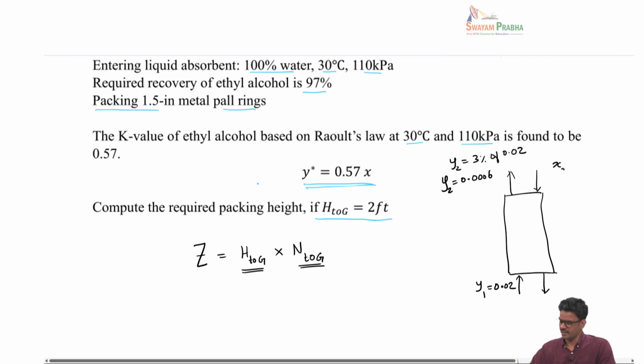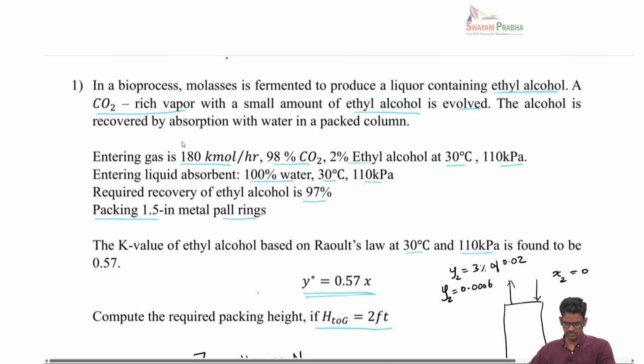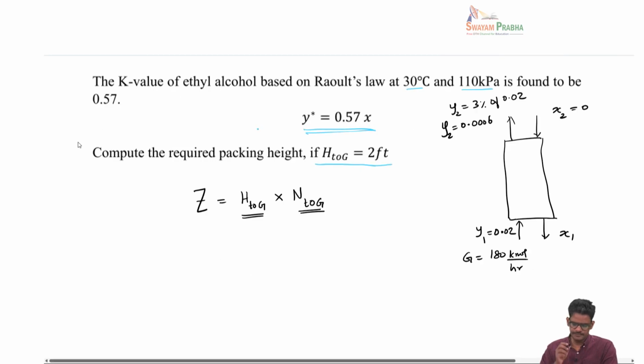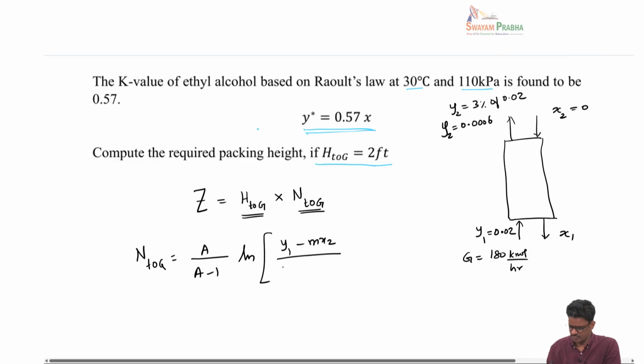For the liquid, inlet liquid, it's pure water. X2 is 0, X1 is here, and G is given as 180 kilomole per hour. So we are going to make an assumption that this is a dilute mixture, for which I know the formula for NTOG. Okay, NTOG is A by (A minus 1) times ln of [(Y1 minus mX2) by (Y2 minus mX2) times (1 minus 1 by A) plus 1 by A].